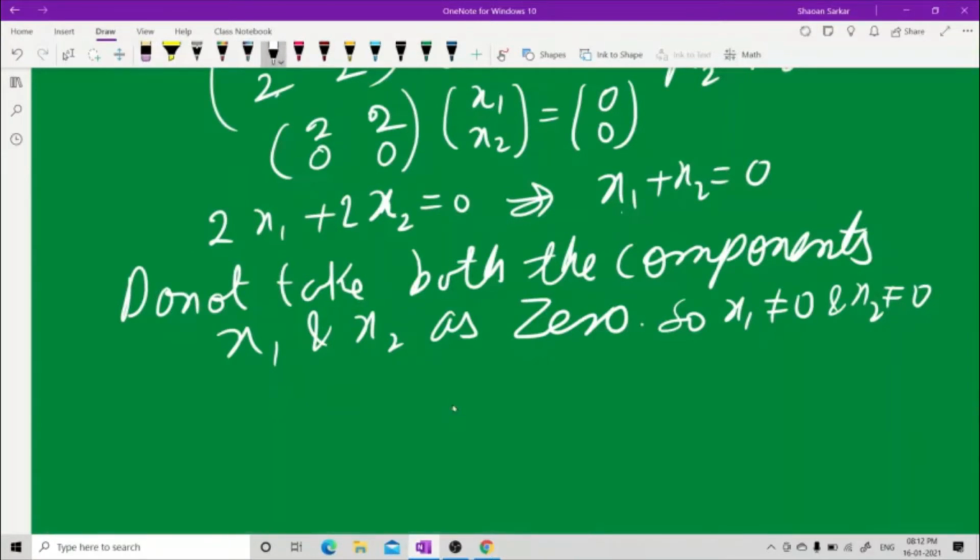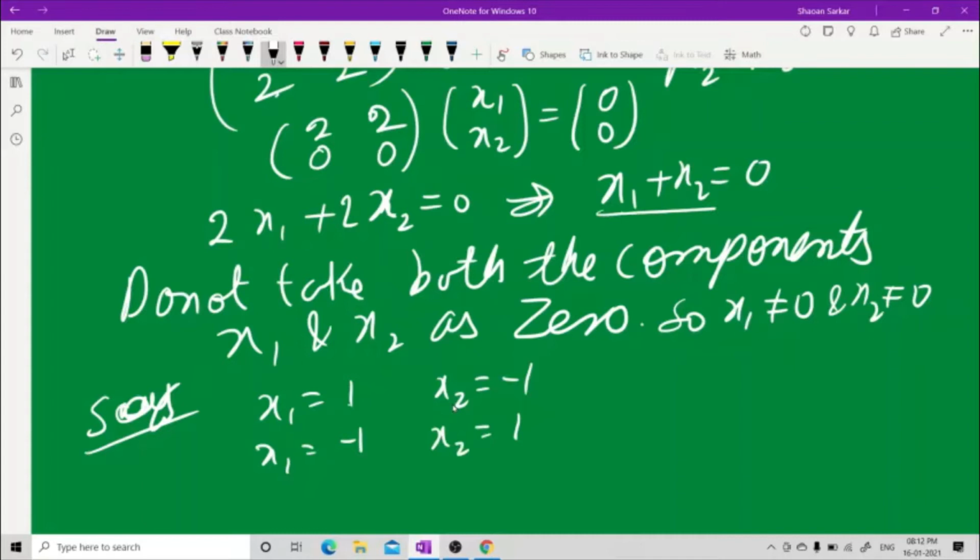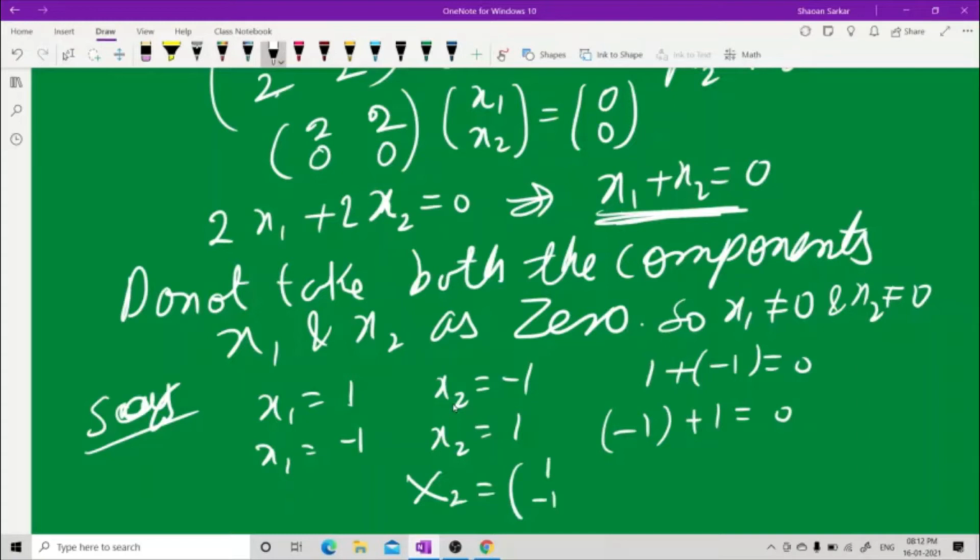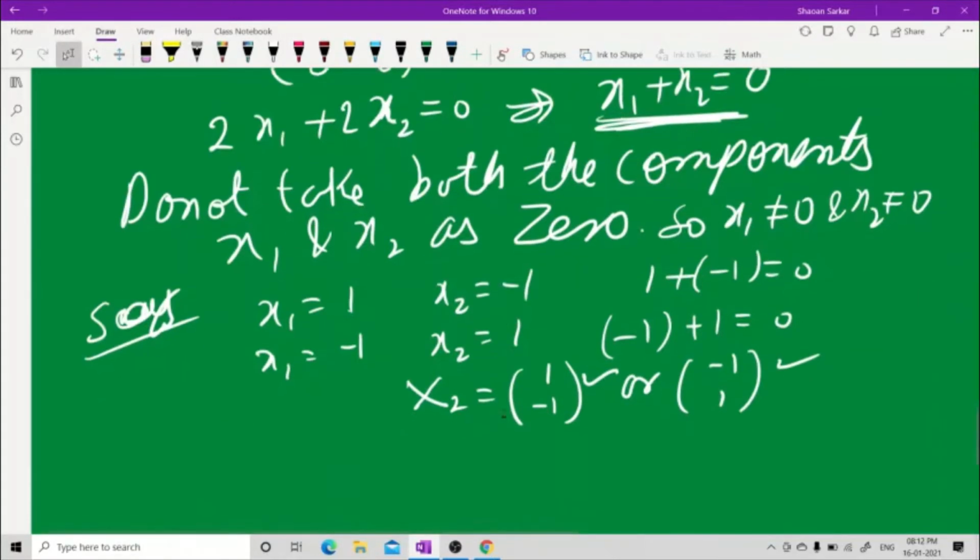this option. Say you take x1 as 1, you take x2 as minus 1, or you take x1 as minus 1, you take x2 as 1, because the sum should satisfy this equation. That means plus 1 and minus 1 should be 0, minus 1 plus 1 should be 0. So the vector x2 can be either 1, minus 1 or minus 1, 1. It is immaterial. You may choose this, you may choose this. That's your choice. There is no preference. The most important thing is this.